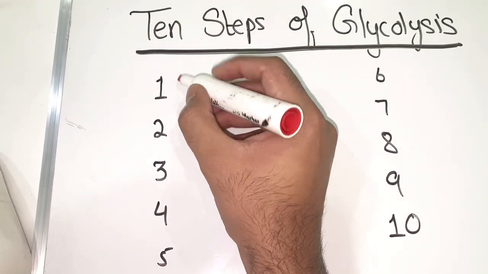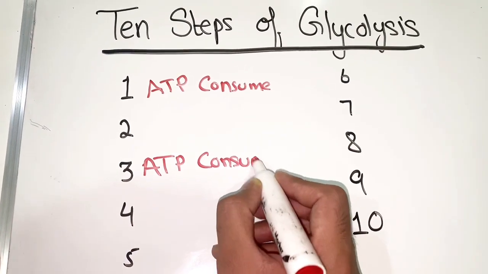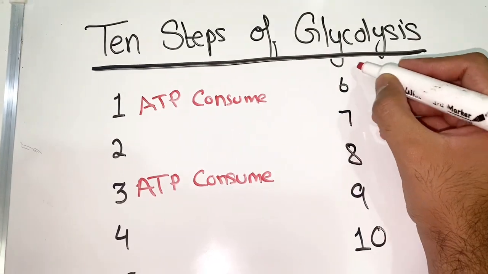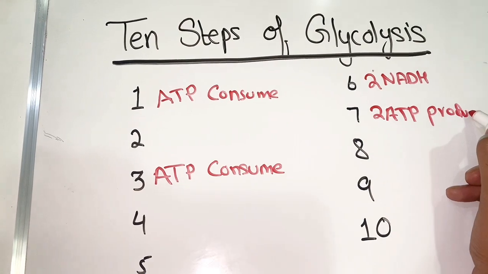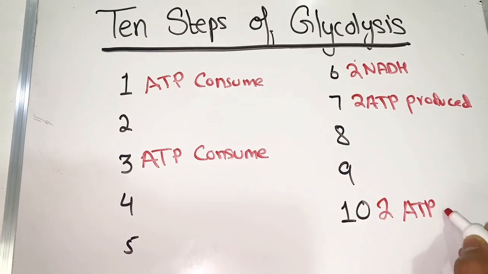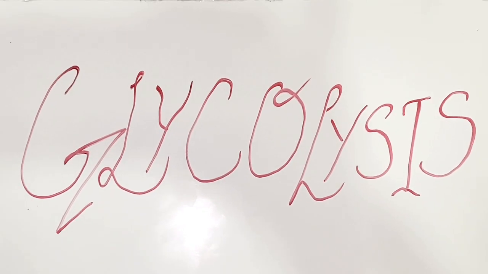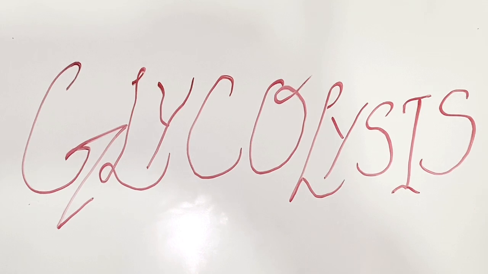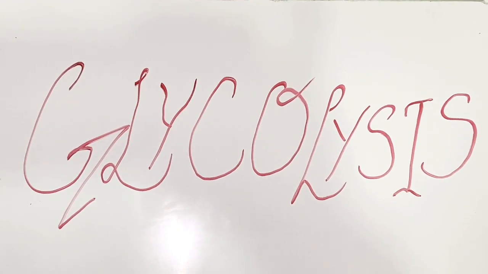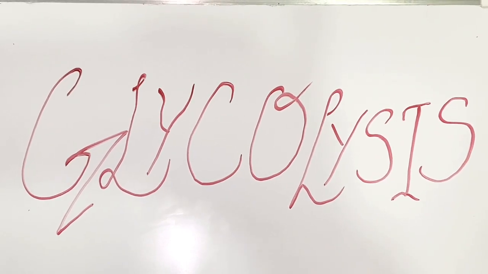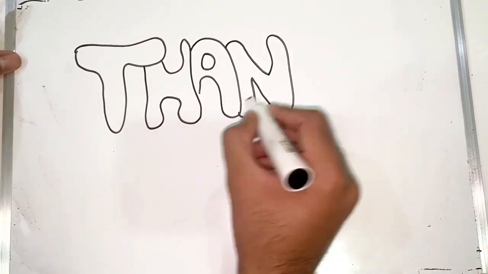So let's see how many ATP we consume and how many we got. 1 ATP consumed in the first step, 1 ATP consumed in the third step, so 2 ATP are consumed. At the 6th step we got 2 NADH molecules, at the 7th step we got 2 ATP molecules, and at the 10th step we got 2 ATP molecules. So at the end we got 2 net ATP molecules produced in glycolysis. It's not a big number, but the energy molecules take part in other processes like fatty acid oxidation and the Krebs cycle and make up to 30 to 32 ATPs at last.